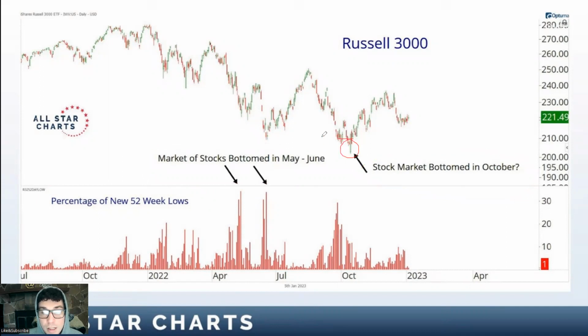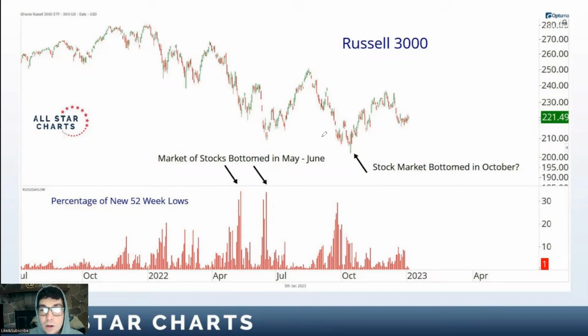Now, the Russell 3000 and small caps in general, those have been really outperforming and kind of leading the way in strength in the stock market. The S&P and obviously the NASDAQ, they have a lot more of big tech in them.